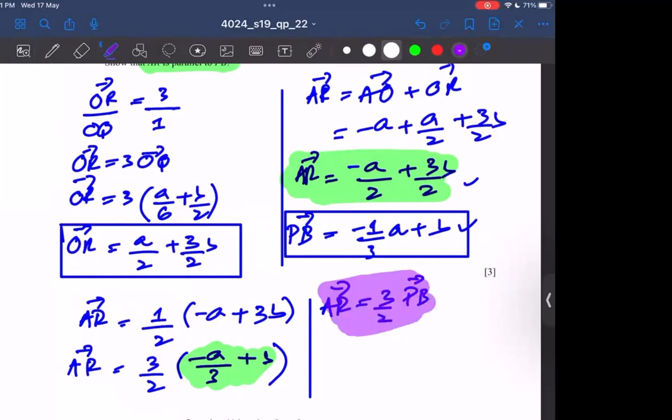This is the statement that shows that AR and PB are parallel to each other. AR is parallel to PB, it is shown. This is a statement that we need to show.